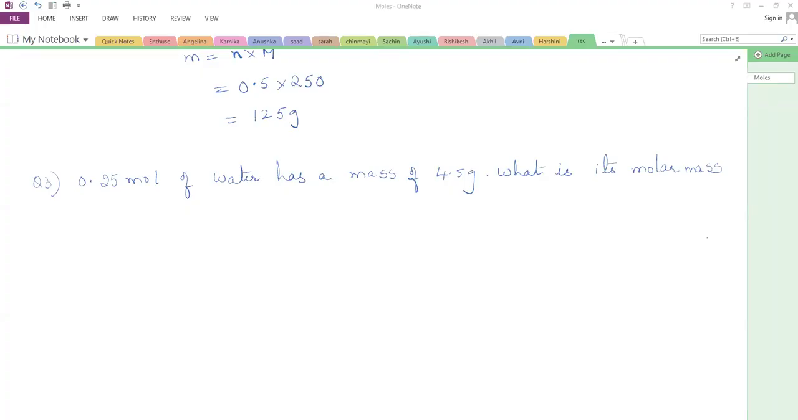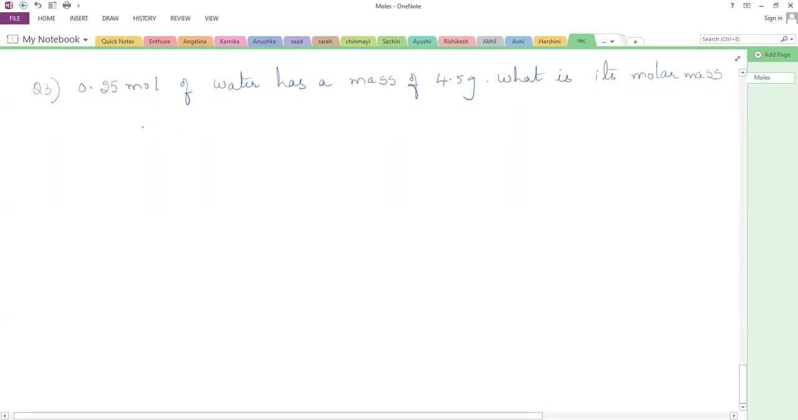0.25 moles of water has a mass of 4.5 grams. What is its molar mass? They gave you the number of moles, 0.25 moles, and the mass, 4.5 grams, and they are asking for the molar mass. Number of moles is equal to mass by molar mass, so molar mass is equal to mass by number of moles. 4.5 grams divided by 0.25 moles is nothing but 18 grams. So the molar mass of water is 18 grams, which you already know.